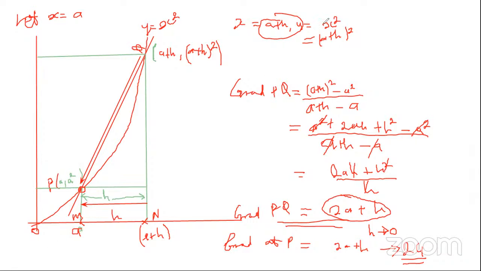So now we are going to conclude and say, what would now be the gradient function of y equals x squared? Remember, this was equal to 2a, and a is x. So this would be the same as 2x. So that would be the gradient function of y equals x squared.